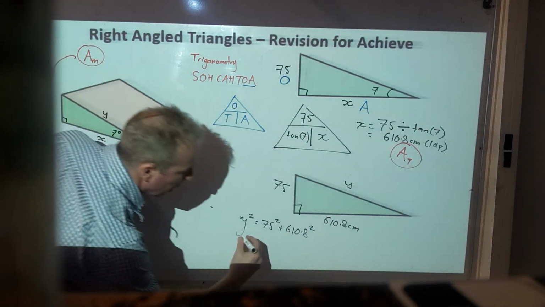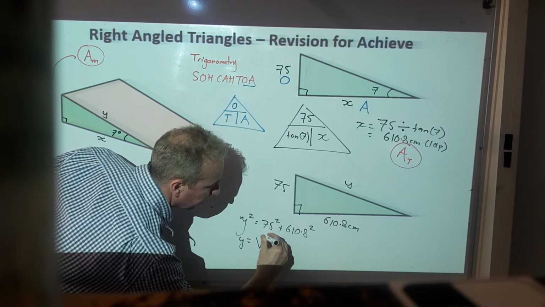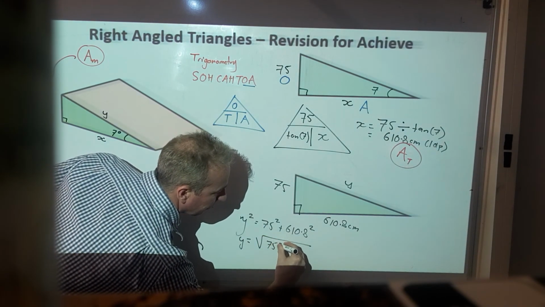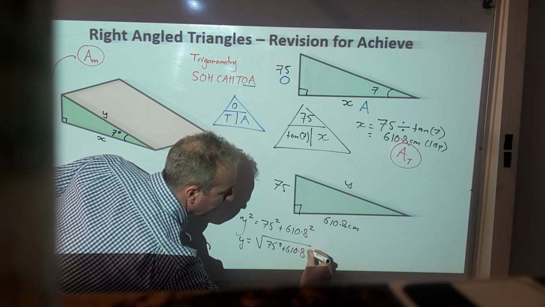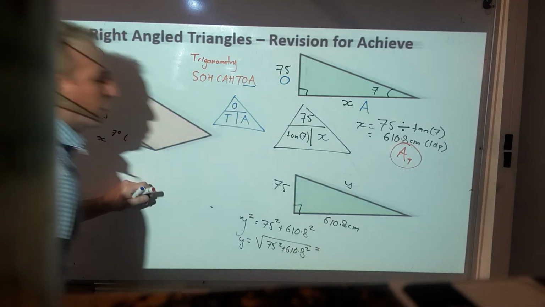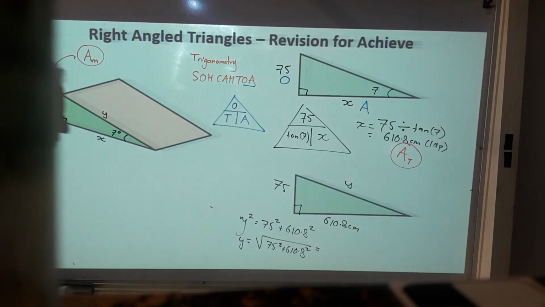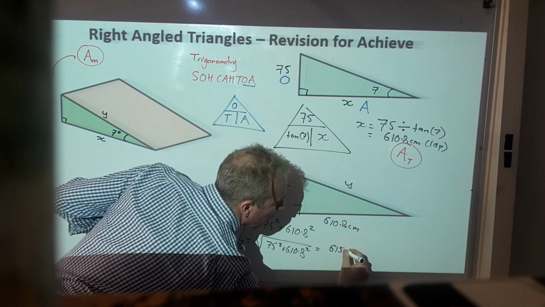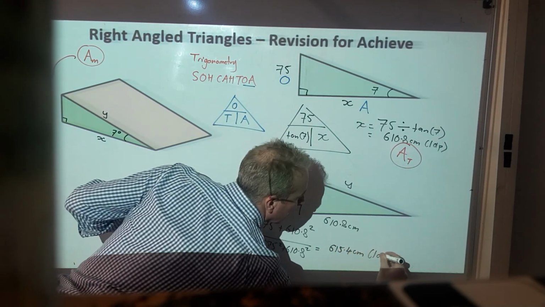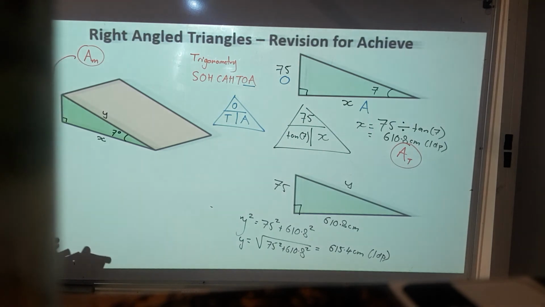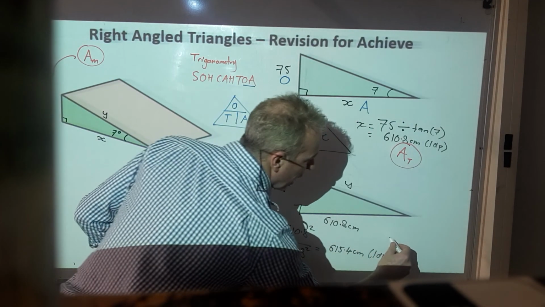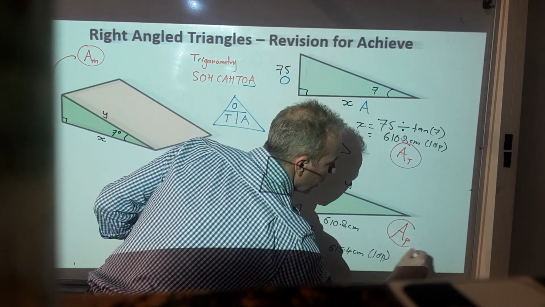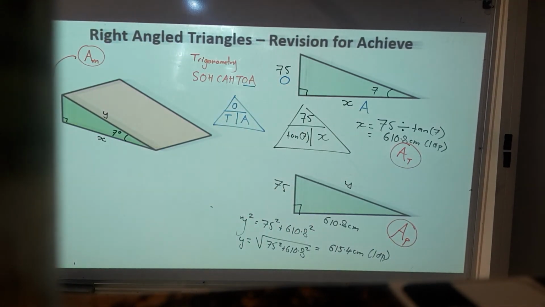We then take the square root of that, which will give us an answer of 615.4 centimetres. Once we have that, that is our A for P, and we've demonstrated that we're able to use Pythagoras.